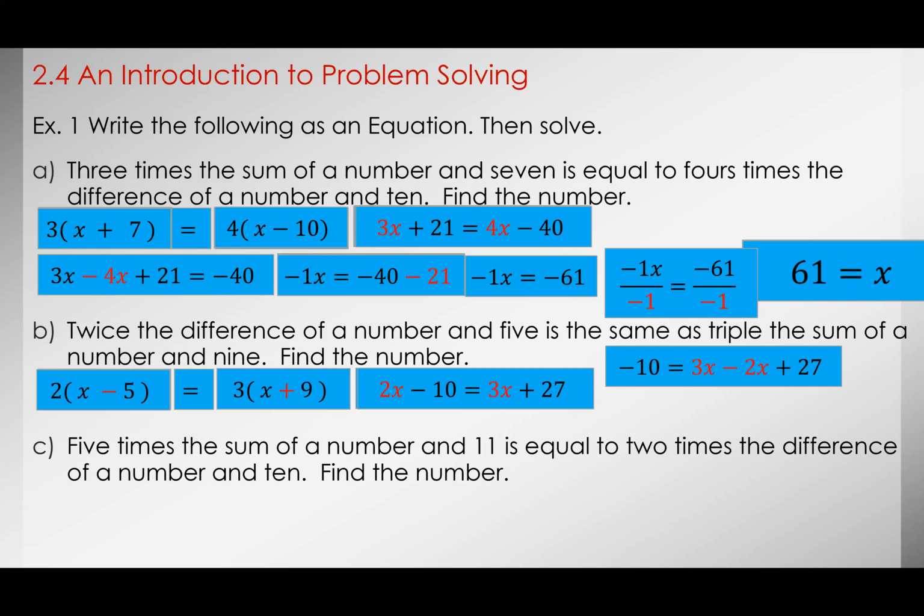27 is the same. The only thing I have is 3 take away 2 to give me simply just an x. And now I need to move the 27 to the left. If I move the 27 over, I have negative 10 and negative 27. The answer will give me negative 37. Negative 10, negative 27 equal to negative 37, which is my x, okay? So any question with these 2 problems?